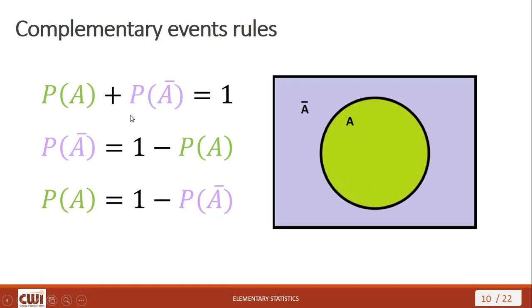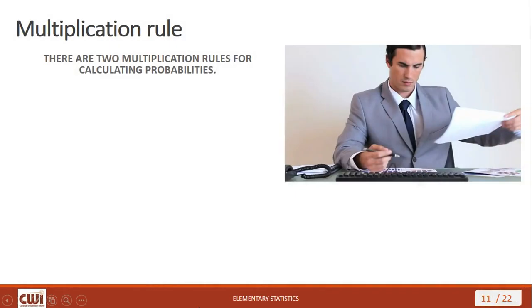So there's different ways that we can run with this complement event deal, but all you have to understand is that both of them added together give you everything, so then you can subtract each of them from 1 to get the other. This sets us up for the multiplication rule.